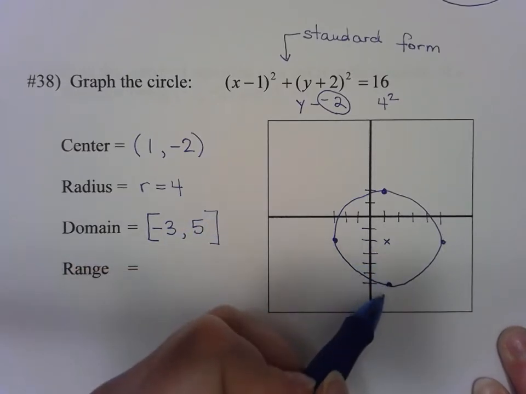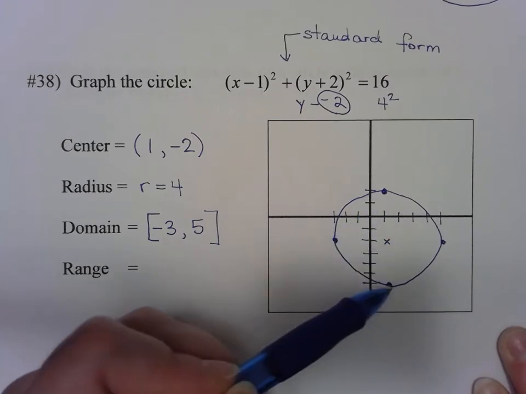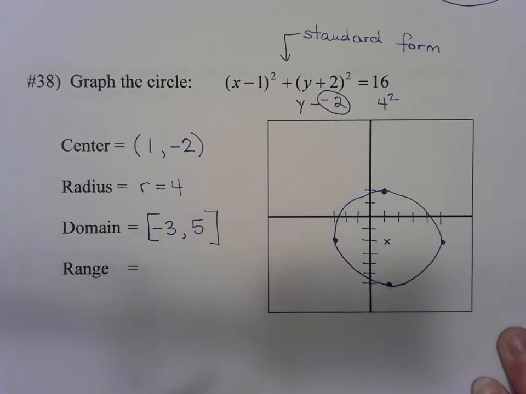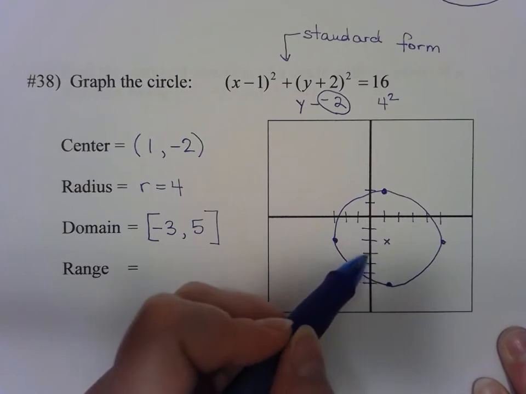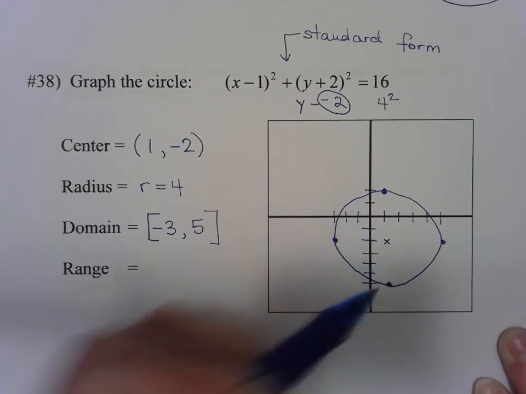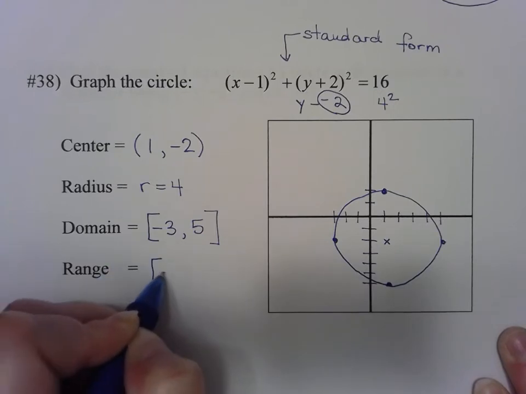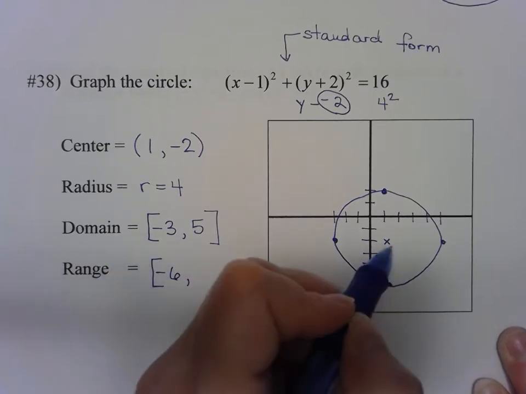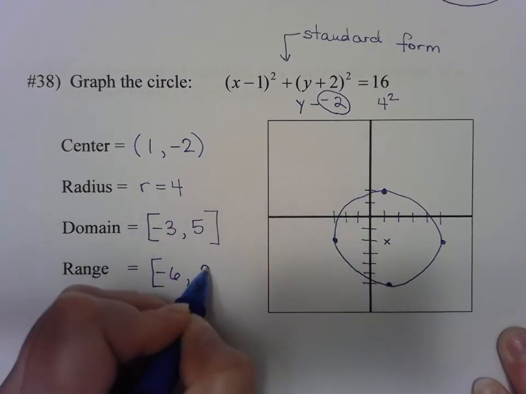Okay, the range is from bottom to top. This works the same way. It's all the y values used to make the graph of this circle. So the lowest point we have is at 1, 2, 3, 4, 5, 6, -6. And the highest point is at +2.